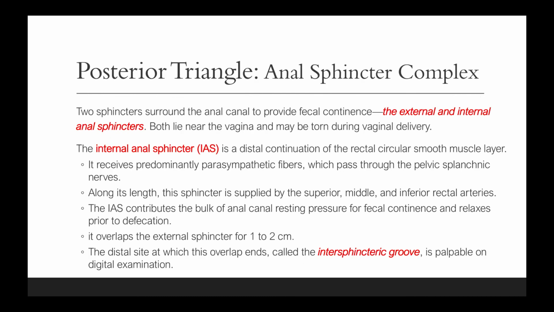Now, another component of the posterior triangle is the anal sphincter complex. Two sphincters surround the anal canal to provide fecal continence, the external and internal anal sphincters, and these sphincters lie near the vagina and may be torn during vaginal delivery. The internal anal sphincter, or the IAS, is a distal continuation of the rectal circular smooth muscle layer. It receives predominantly parasympathetic fibers, which pass through the pelvic splanchnic nerves. Along its length, this sphincter is supplied by the superior, middle, and inferior rectal arteries, and the IAS also contributes the bulk of anal canal resting pressure for fecal continence and relaxes prior to defecation. It overlaps the external anal sphincter for 1 to 2 centimeters. Now, the distal site at which this overlap ends is called the intersphincteric groove and is palpable on digital examination.